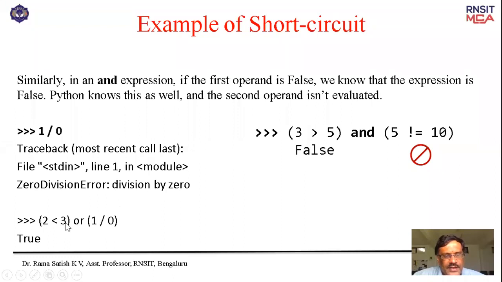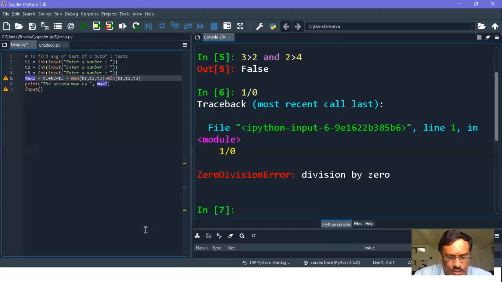2 is less than 3. Is it a true value? Yes. True ORed with anything is always true. That is actually the short circuit evaluation. So when I run the same example here, that is 2 less than 3 or 1 divided by 0. 1 divided by 0 is always an error. But what is the short circuit doing?